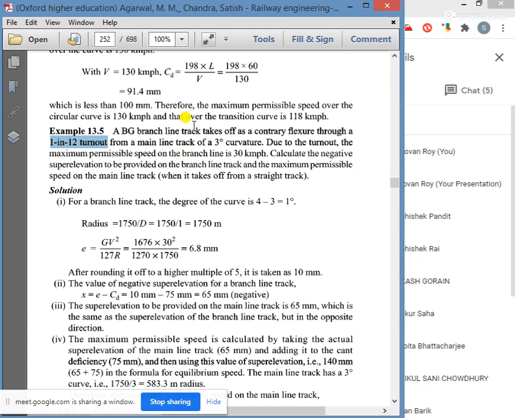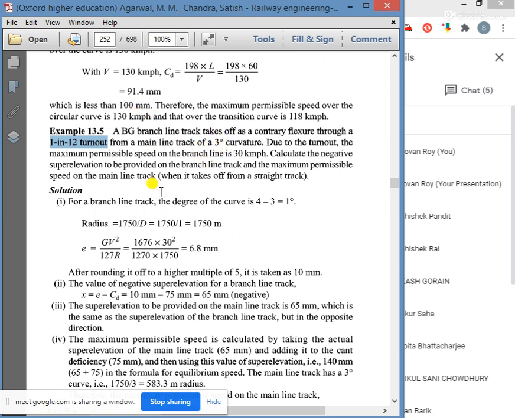Okay, so 1 in 12 is the type of turnout. The turnout chapter will come later, but this is one of the turnout problems. A broad gauge branch line track takes off as a contraflexure through a 1 in 12 turnout from a main line track of 3-degree curvature. So the degree of curvature for the main track is 3 degree.